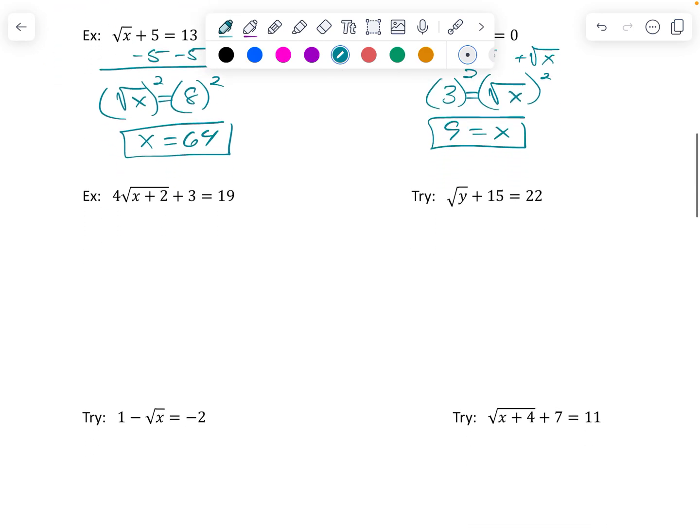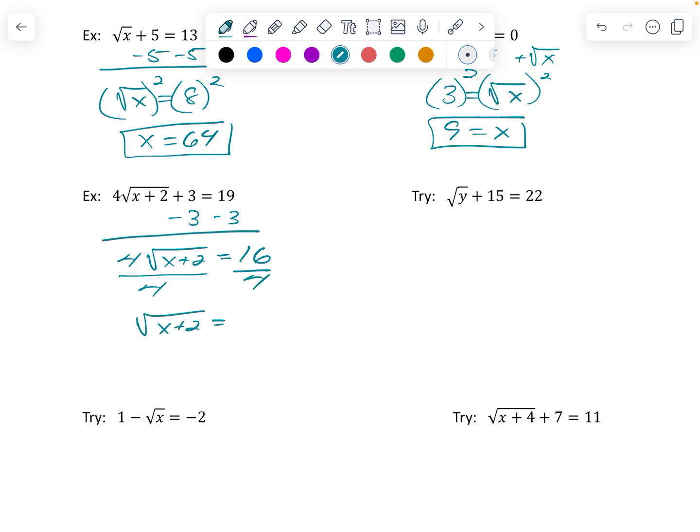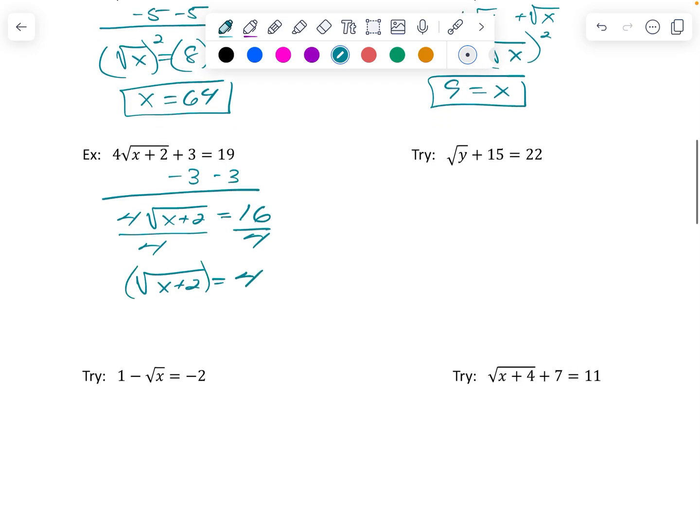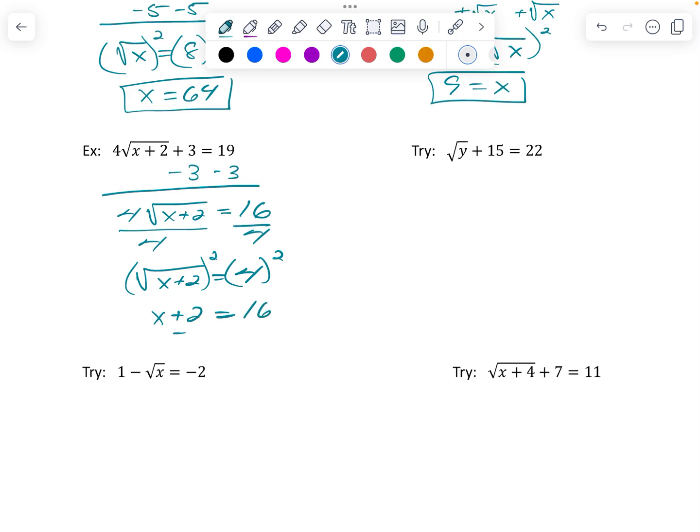For the next example, it still involves a square root, so we want to get that square root all by itself. So this is where we're at, 16. Now, again, we want that square root all by itself, so we're going to divide both sides by 4, which leaves us with the square root of x plus 2 equals 4. Now, when we square both sides, on the left, that square root comes off, so that leaves us with just x plus 2, whatever's inside the square root, equals 16. Now we subtract 2 from both sides, and our final answer, x equals 14.